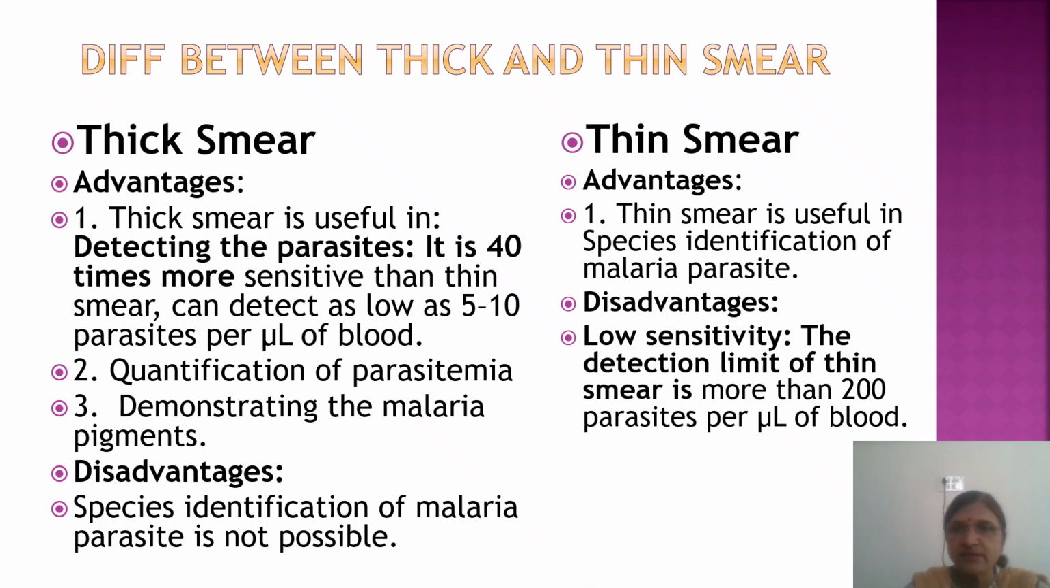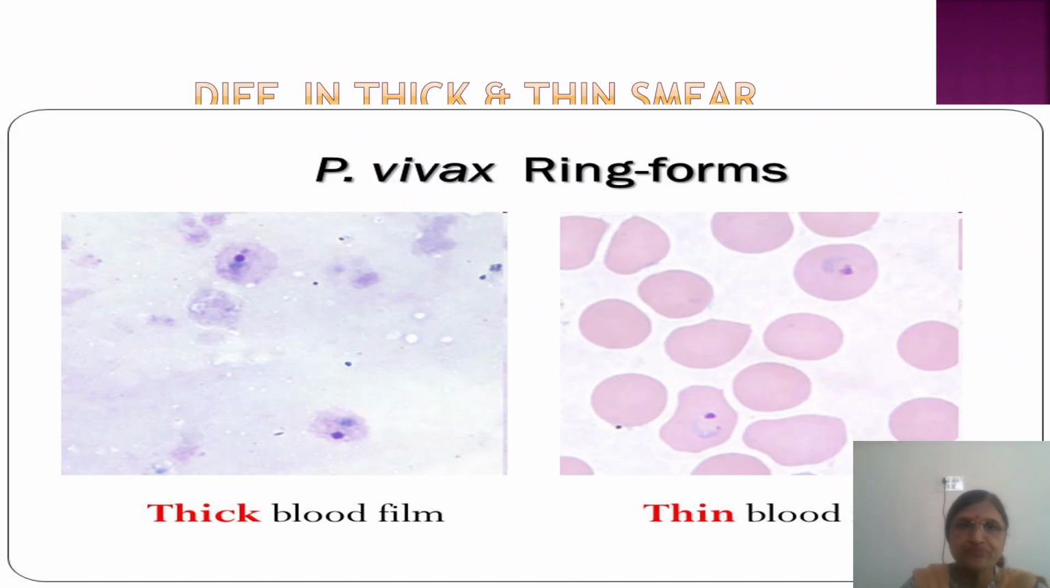In thin smear, the advantage is that it is useful in species identification. All the morphological forms or the RBC changes you can demonstrate in thin smear. But the disadvantage is that it has low sensitivity, that is, you need more than 200 parasites per microliter of blood. So when the parasite count is very low, mostly you don't see parasites in the thin smear.